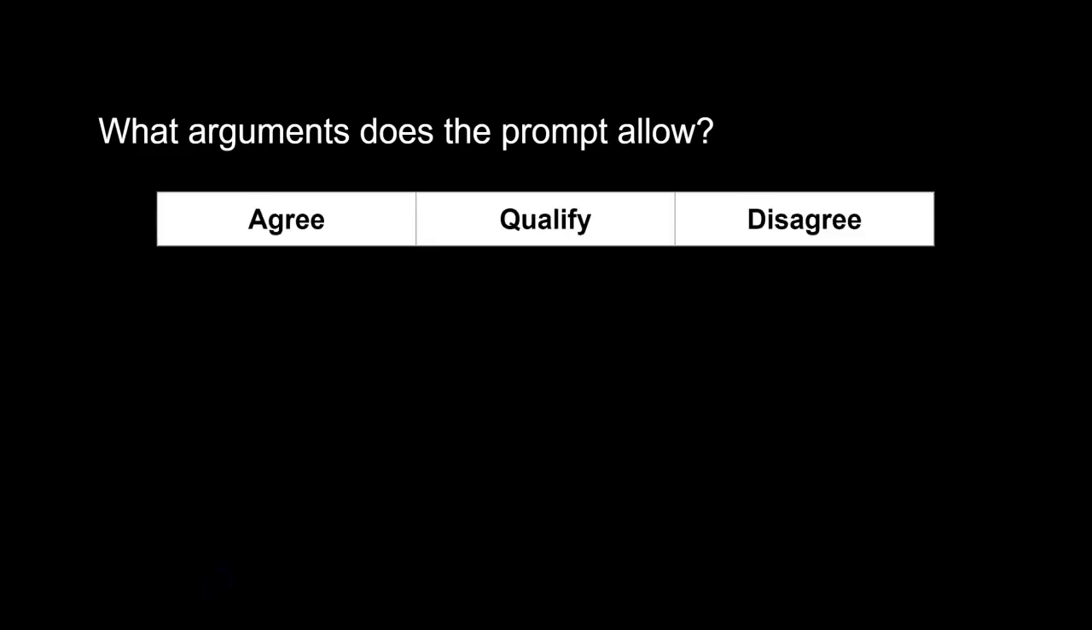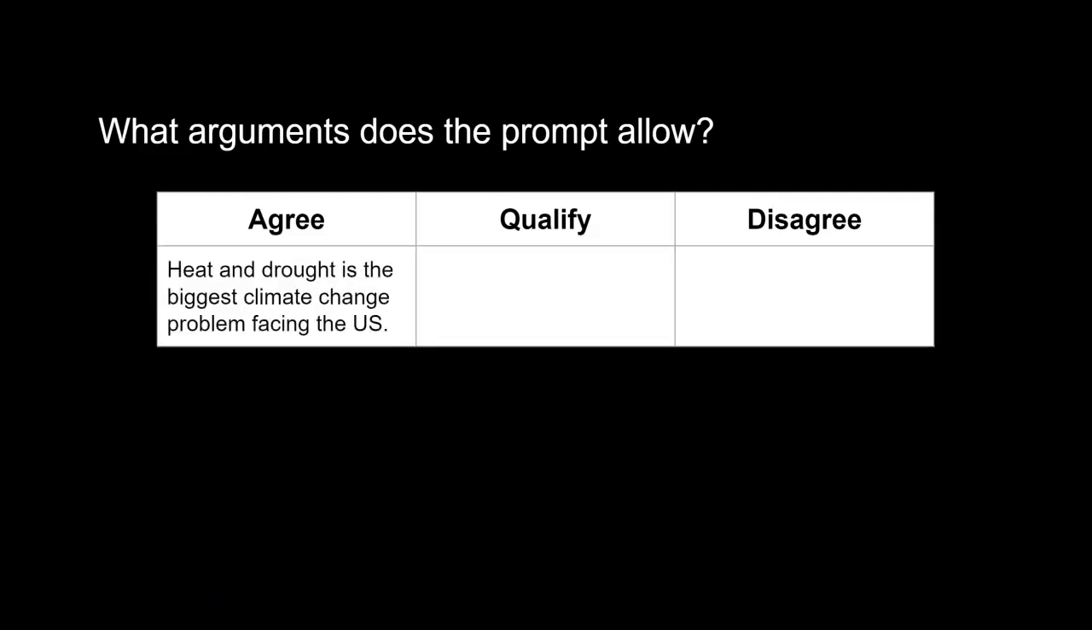All right, welcome back. So let's see if you figured out the 3 arguments. You can either agree, qualify, or disagree. So what does that mean? Say you want to agree. You would then have a thesis that argues heat and drought is the biggest climate change problem facing the US. So that's one thing that you could argue.